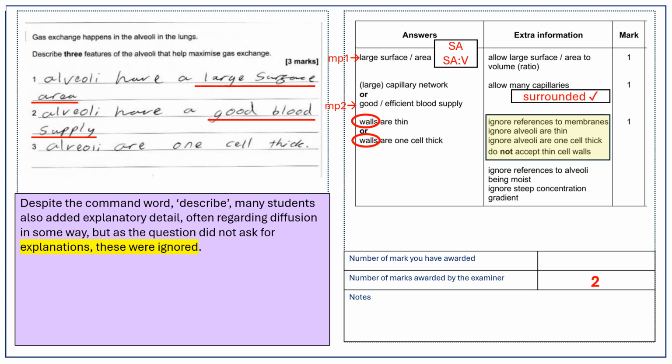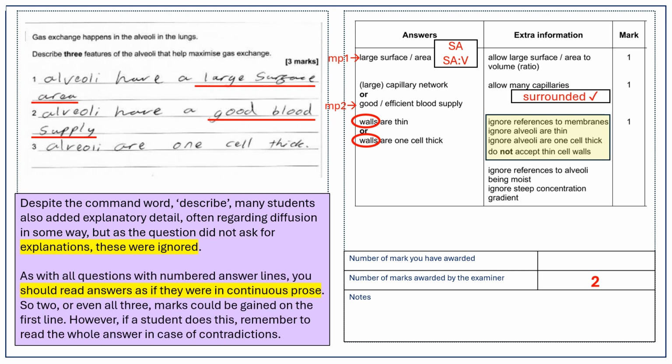From the examiner reports, a couple of things to also mention. The command word was describe. Lots of explanations were given. Please ignore these. They are not necessary for the marks. Does not matter if they are correct or incorrect. We are ignoring those.